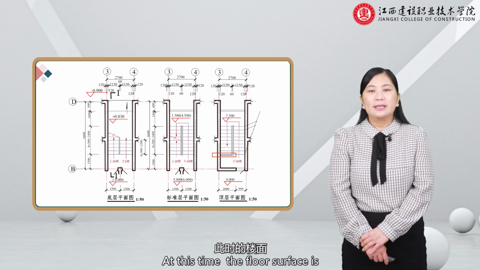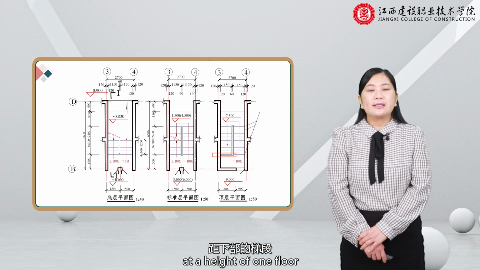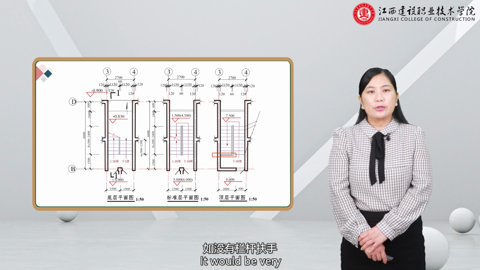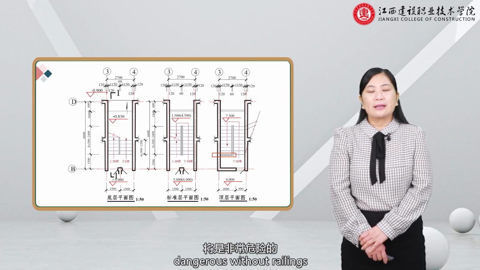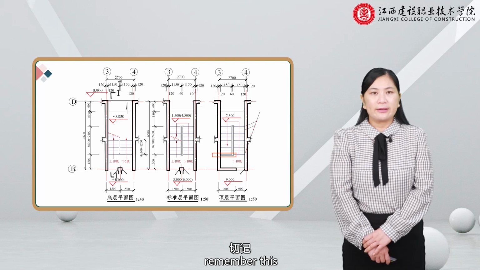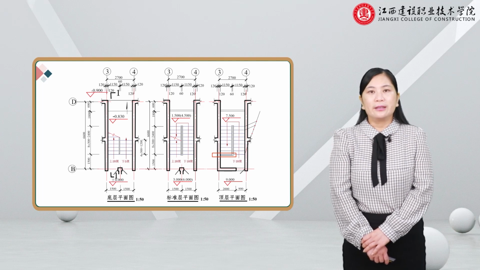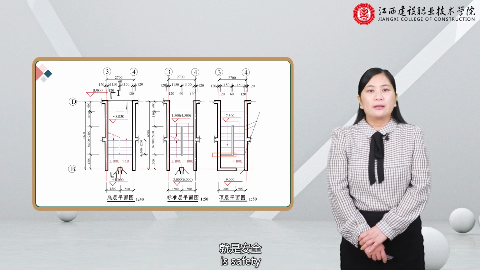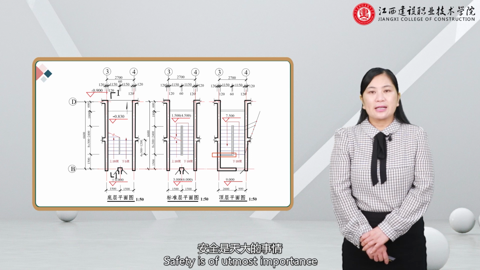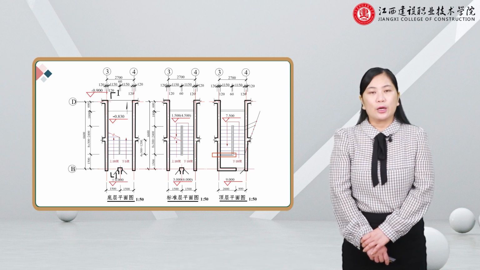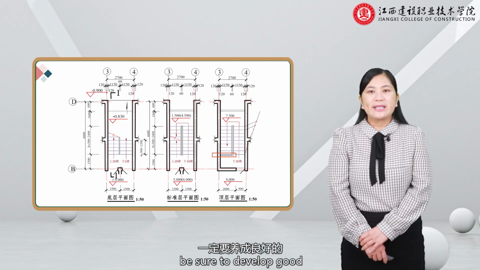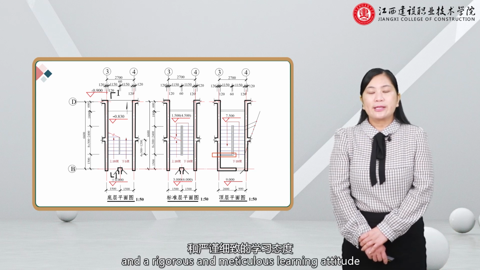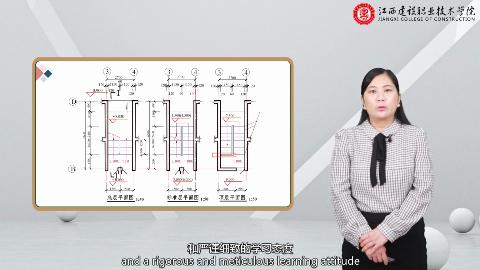At this time, the floor surface is at a height of 1 floor. From the lower flight of stairwells, it would be very dangerous without railings. Remember this. Don't think they are just 2 lines. What they represent in the drawing is safety. Safety is of utmost importance. Please, students, be sure to develop good drawing habits and a rigorous and meticulous learning attitude.